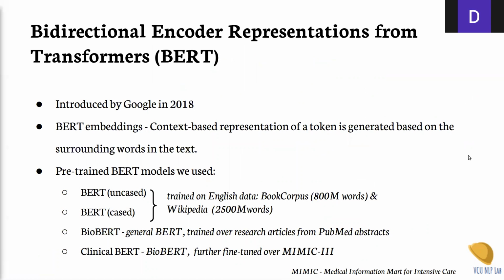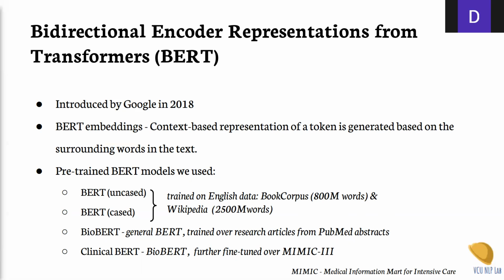We'll move to the next approach, BERT, bidirectional encoder representations from transformers. In 2018, Google introduced BERT. BERT embeddings are contextualized word embeddings that incorporate the context in which a word is currently being used into the representation. A context-based representation of a token is generated based on the surrounding words in the text.